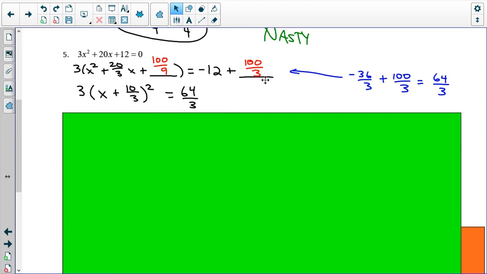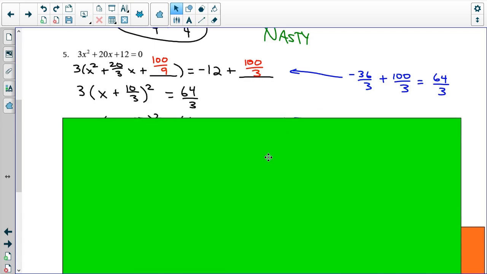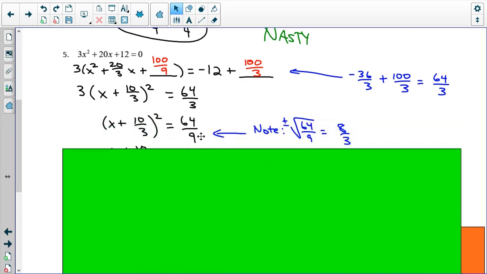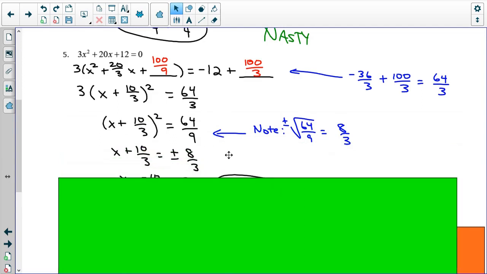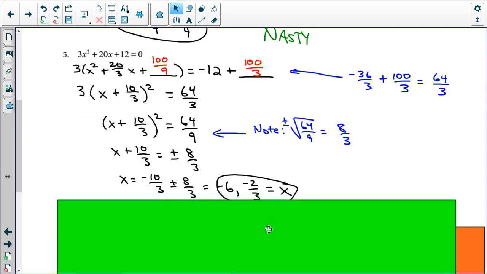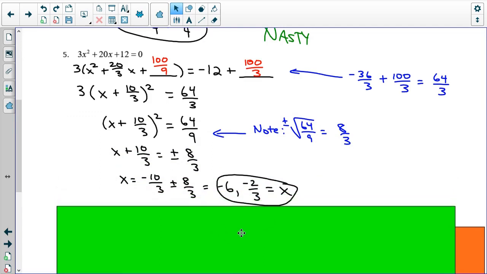Even though this ends up giving me pretty nice answers later, like notice that when I simplify -12 plus 100 thirds, I get 64 thirds, which when I divide this by 3 and then I take a square root, I end up with a nice fraction that is divided by 3, and I actually get nice answers. It's really not that fun to do because I'm dealing with fractions all over the place. So in this case, factoring would definitely be a better option if I recognized that it was factoring earlier, or possibly even the quadratic formula might be better.